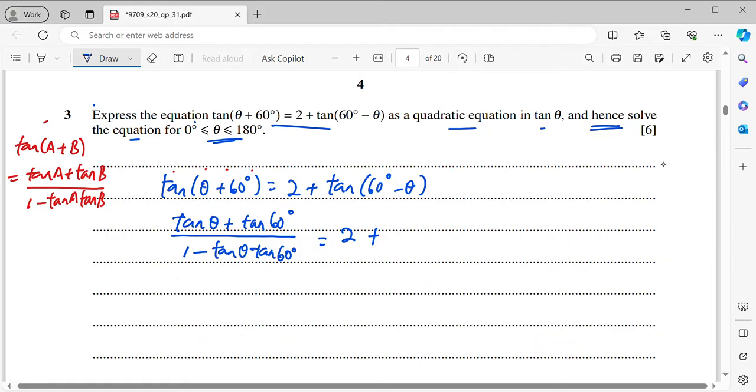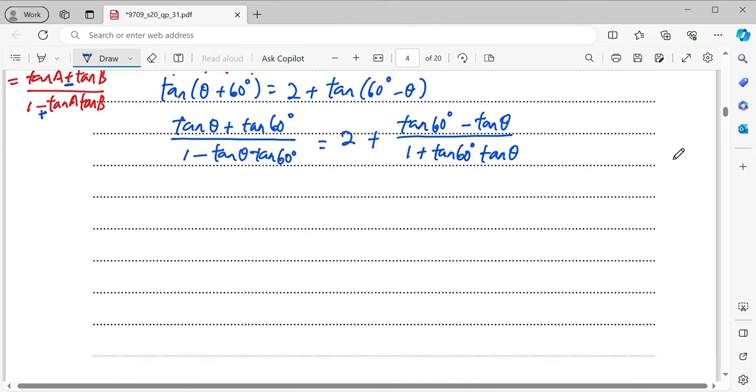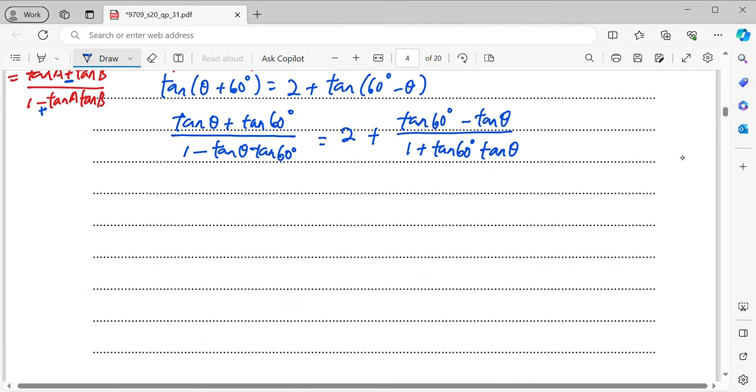Then for the right hand side, it will be 2 plus tangent 60 degrees minus theta. When it is minus, you change this to minus, and here is plus. So the denominator you have to change to plus, just the opposite sign. It will be tangent 60 degrees minus tangent theta divided by 1 plus tangent 60 degrees tangent theta. Okay, so for your information, tangent 60 degrees is square root 3. So here becomes tangent theta plus square root 3 over 1 minus square root 3 tangent theta.